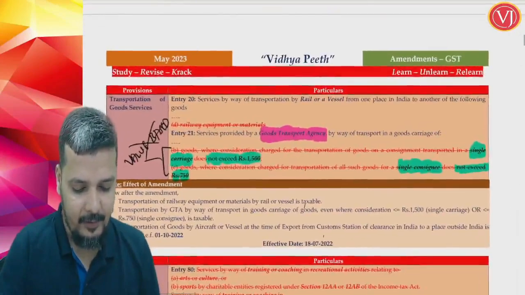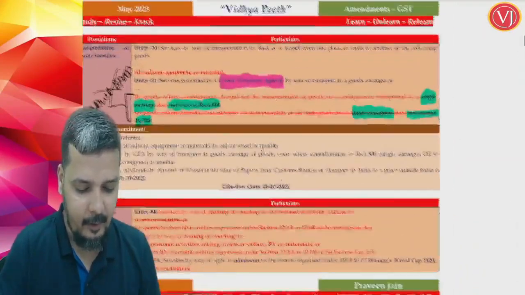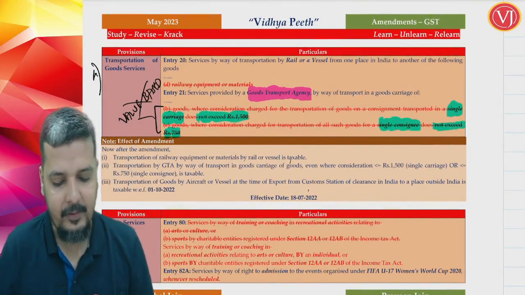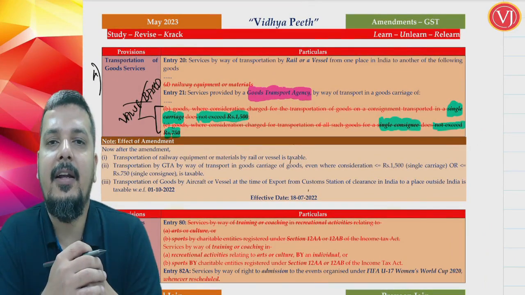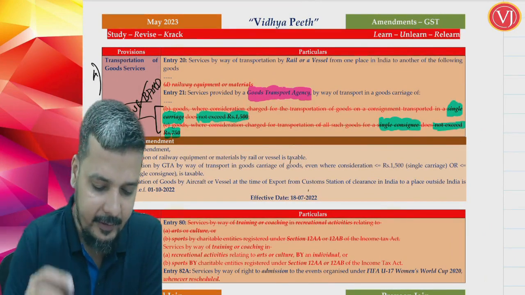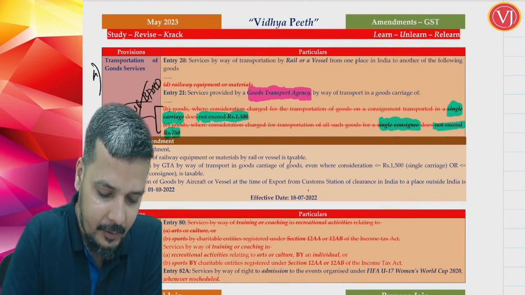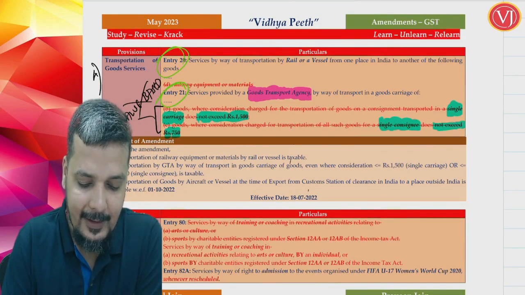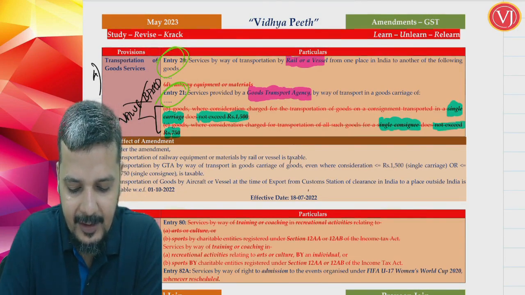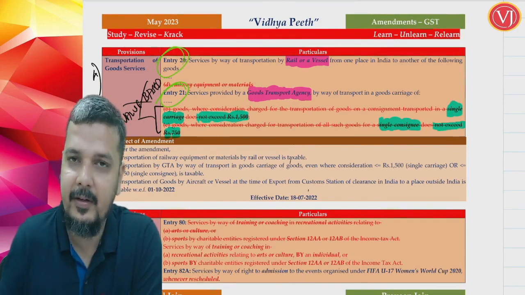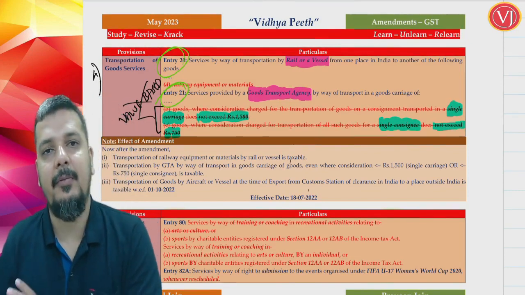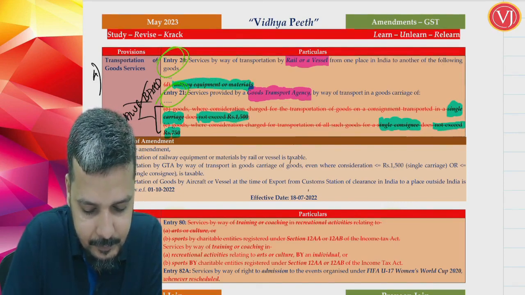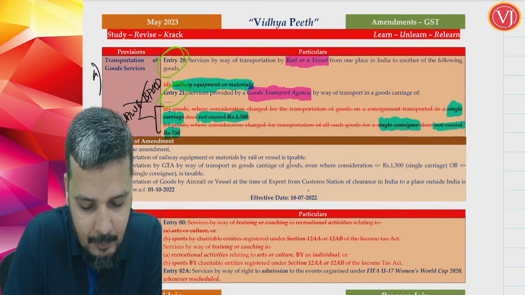So that is there in your passenger transportation services. Right. Next, you are talking about your goods transportation services. In your goods transportation services, one of the entry that was dealing with your GTA we have already discussed. So entry number 21 we have already discussed. Entry number 20 deals with your rail and vessel. So when you're talking about transportation of goods by rail or vessel, it was exempted for certain specified goods. From that list, railway materials or equipments is removed.